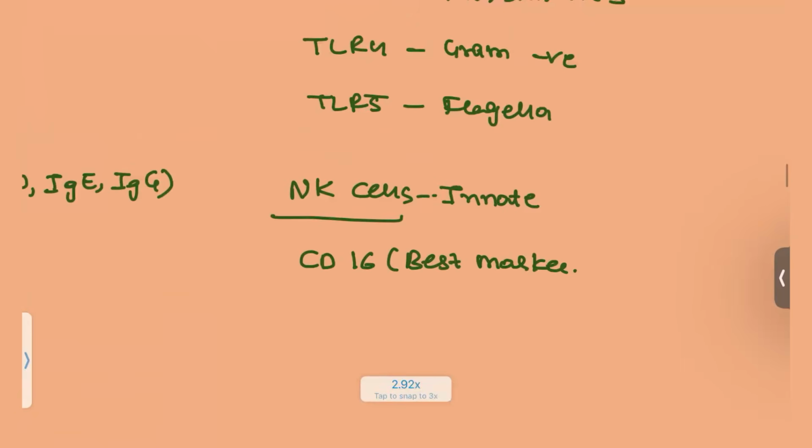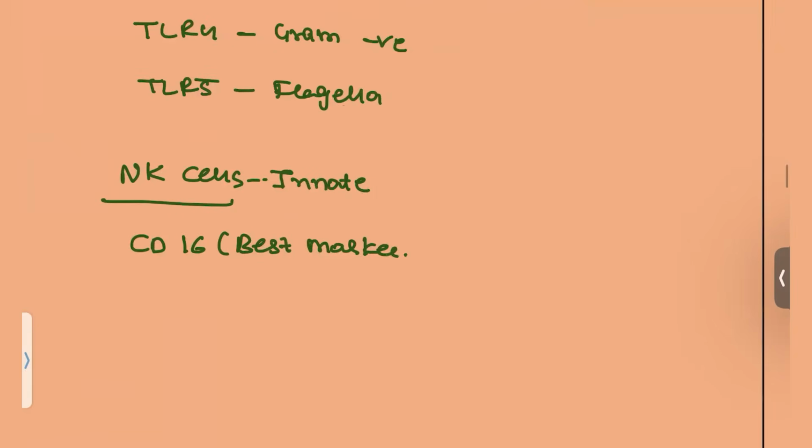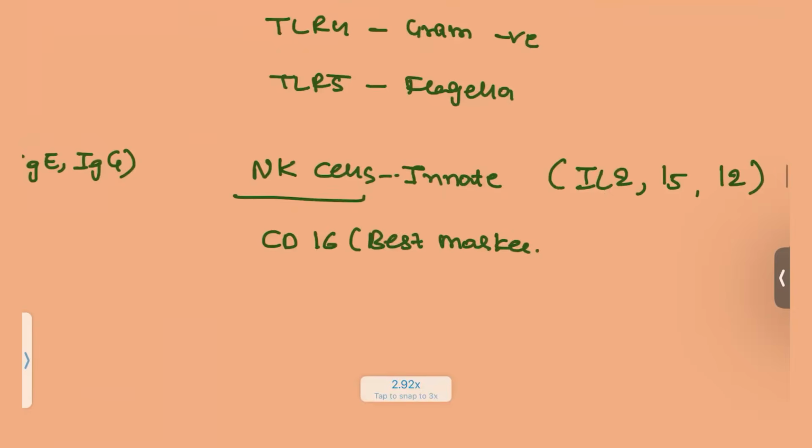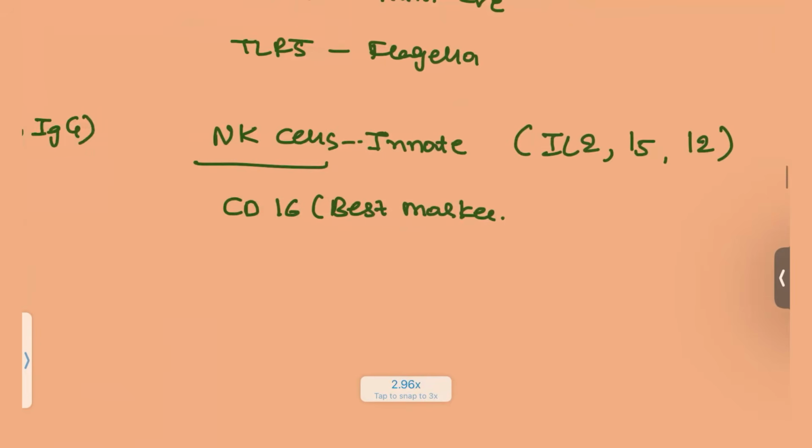And the NK cells are going to be activated with the help of interleukin 2, interleukin 15 and interleukin 12. All these three are going to play the major role. And very important, NK cells are going to be seen in viral infections. Okay, viral infections and tumor cells.